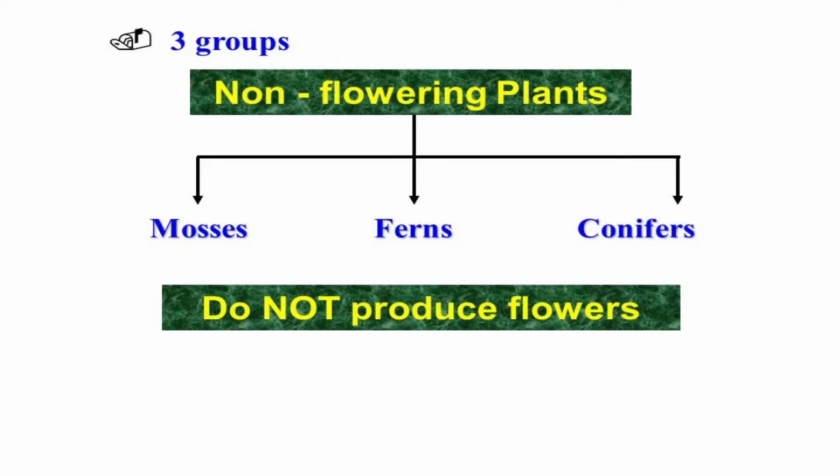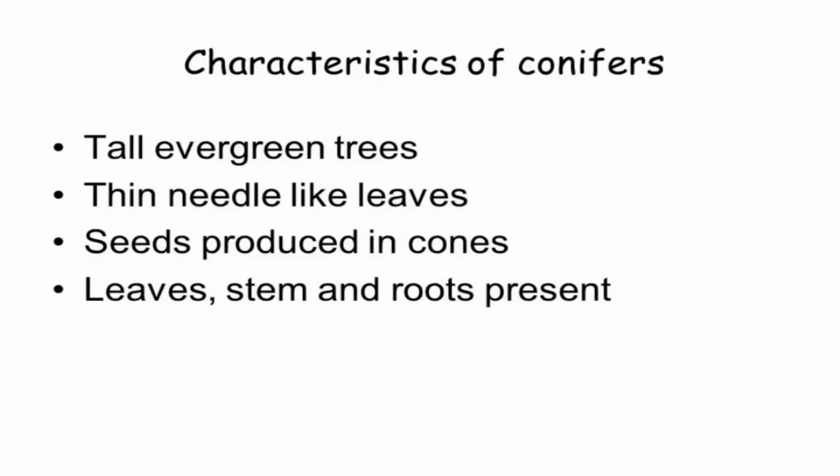So here there are three types of growths in non-flowering plants. Number one is mosses, number two is ferns, and number three is conifers, which cannot produce flowers. The characteristics of conifers are: number one, tall evergreen trees; number two, thin needle-like leaves; number three, seeds produced in cones; and number four, leaves, stem and root present.